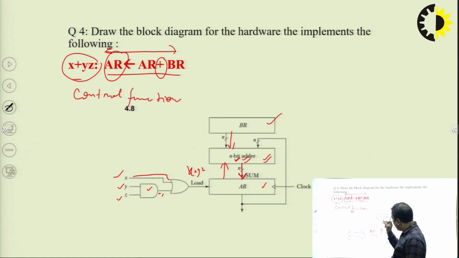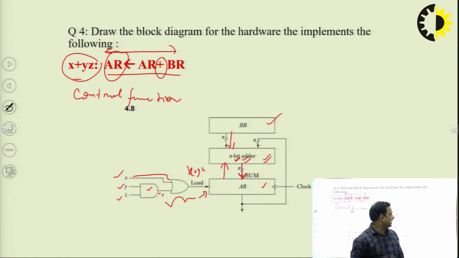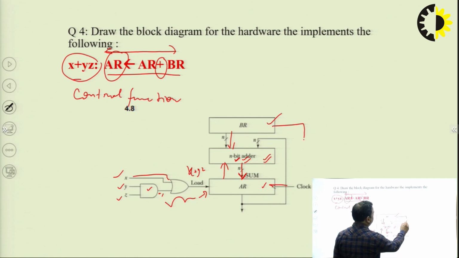Next, the control function should be connected with the destination register. My destination register is AR, so I have connected the control function with the destination register, that is AR. Next is the clock pulse. The clock pulse should be connected with all the registers. So these all should be connected, right?